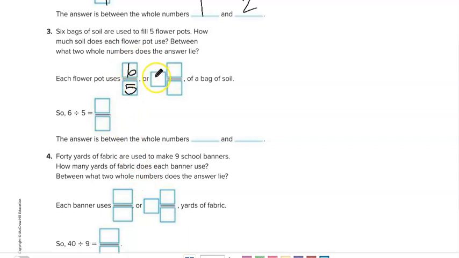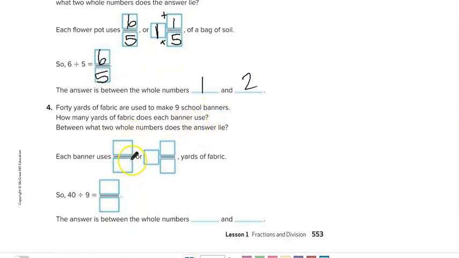I know 5 can go into 6 one whole time. Our denominator is always going to stay the same. And then if I multiply 5 times 1, I get 5. My goal is to get to 6, so I need to add 1 more. So 1 1/5 bag of soil. So 6 divided by 5 is 6/5. This answer is greater than 1 because I have a fractional part in addition to the 1, but it's less than 2. So it's in between 1 and 2.